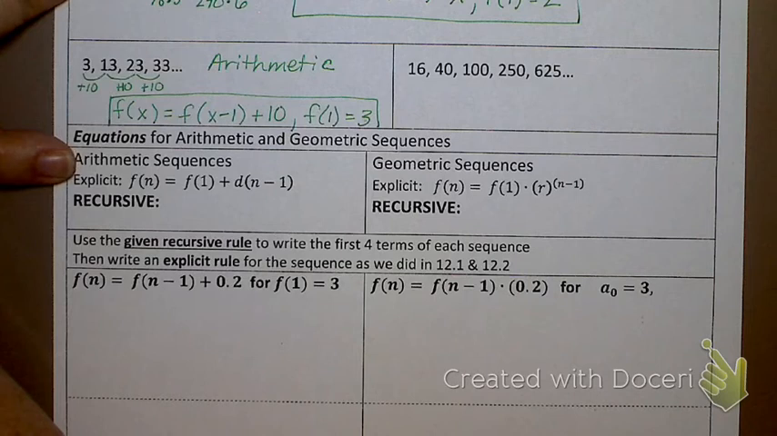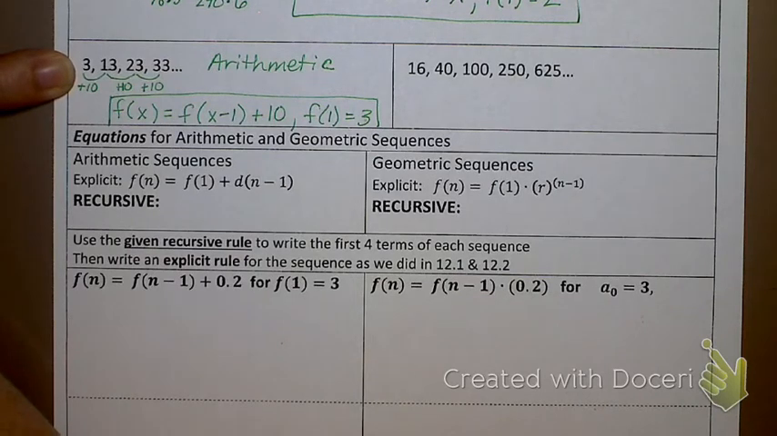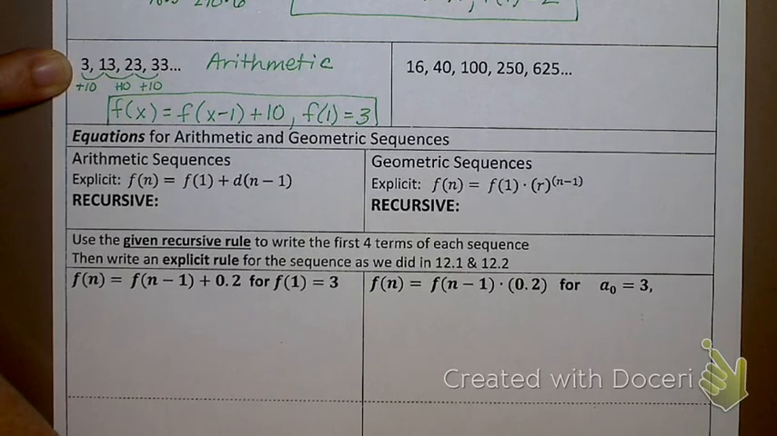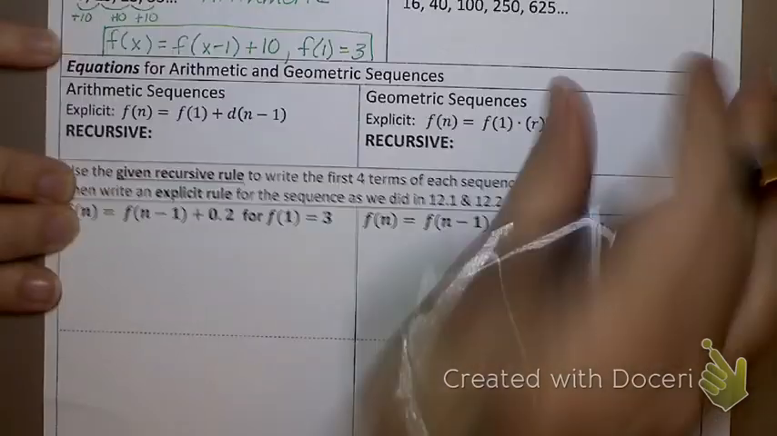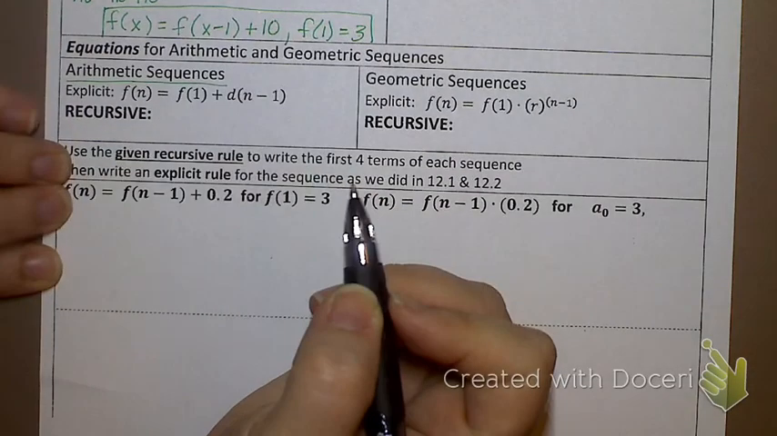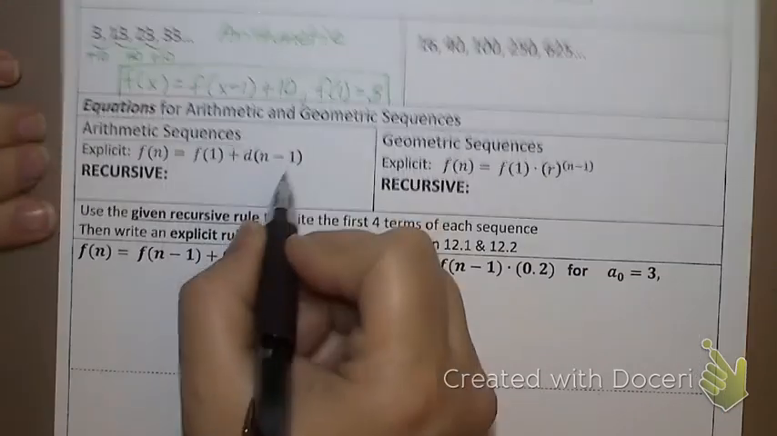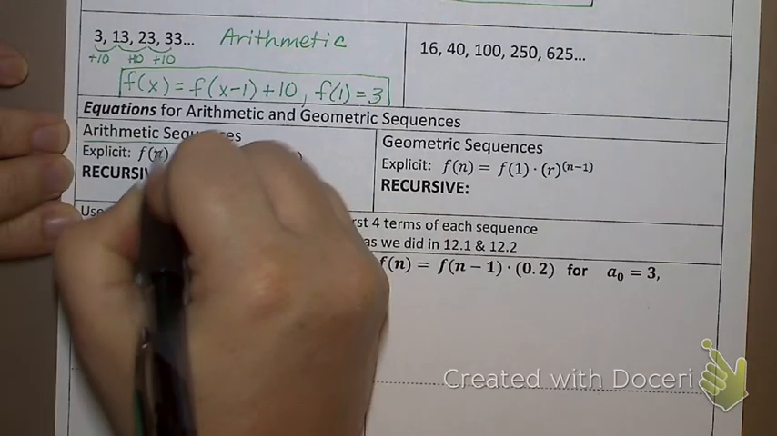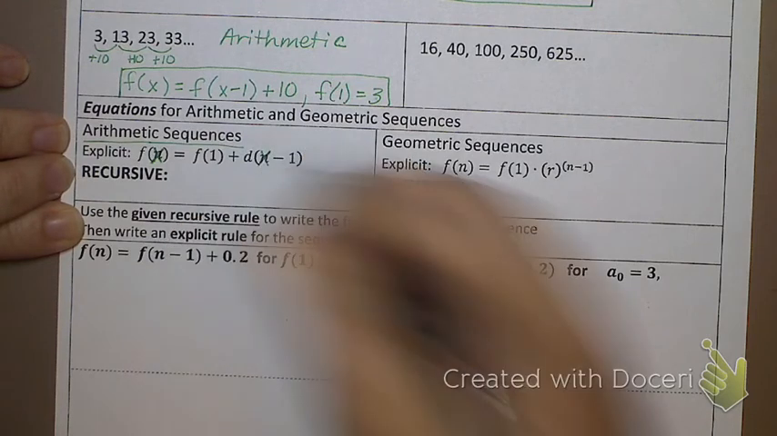But for most of us, our brain starts off thinking recursively. Our brain looks at this and says, oh, you're adding 10 each time. That's a recursive thought right there, not an explicit thought. Okay? So there's our arithmetic ones. So for arithmetic sequences, we have our explicit rule. Our recursive rule, by the way, they have n's, and I know that I've taught you x's, so just change those to x's and you're good.